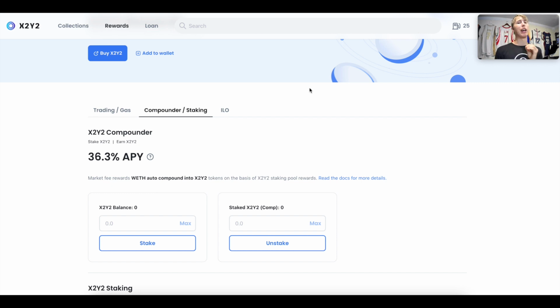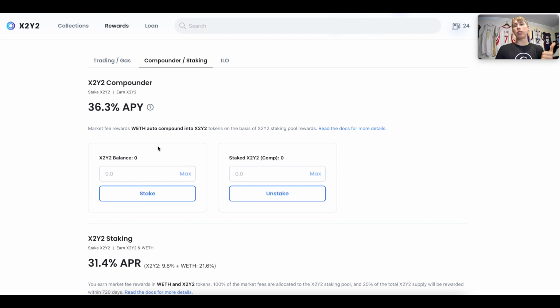The difference between X2Y2 and Looks Rare is that it's a 0.5% trading fee. With NFTs and all DEXs and all trading in the DeFi space, it is a race to zero. So being that it has a lower fee, this incentivizes other traders to list their NFTs with X2Y2, which brings revenue back to the X2Y2 token, which increases the staking rewards. When these rewards are increased, this means, oh yeah, I want to get X2Y2 and stake the token.